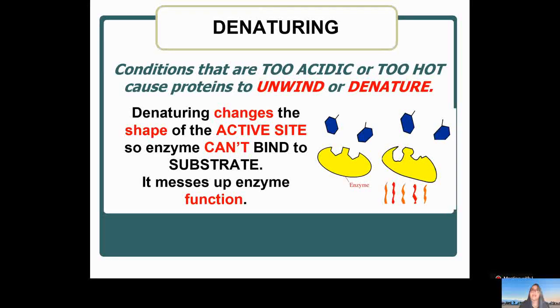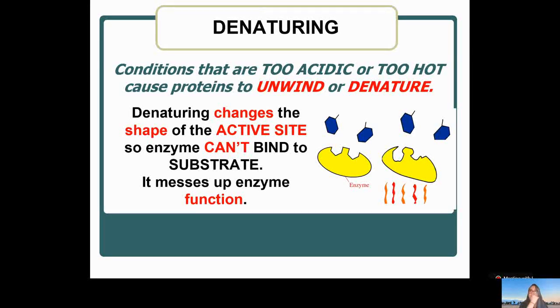And so now the active site is no longer the ideal shape for those substrates to come in and either perfectly fit, like in the lock and key model, or wiggle themselves in, like in the induced fit model. So now the enzyme is so warped that the substrates aren't able to fit, and that is not going to allow the enzyme to function properly.